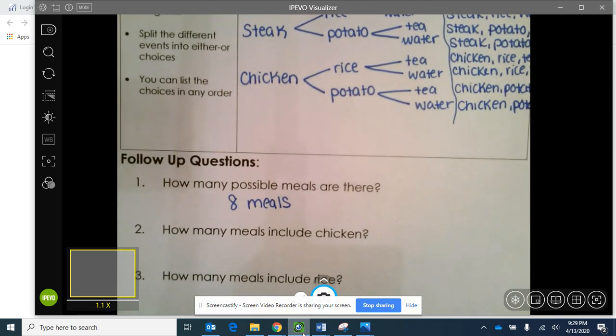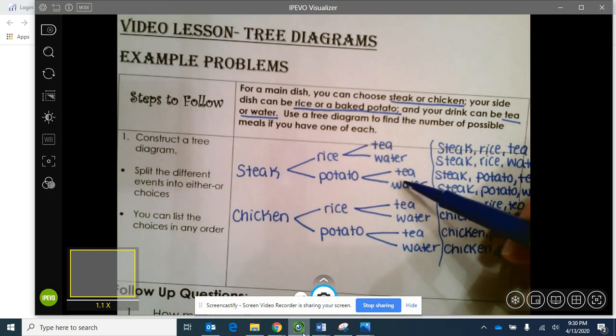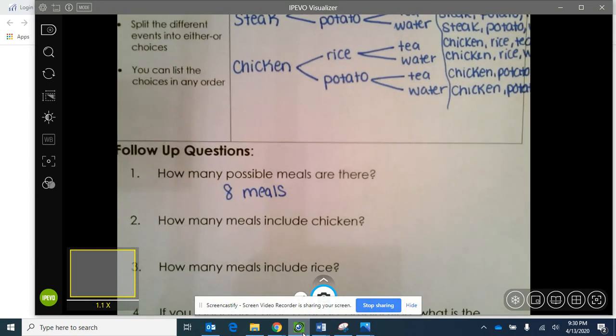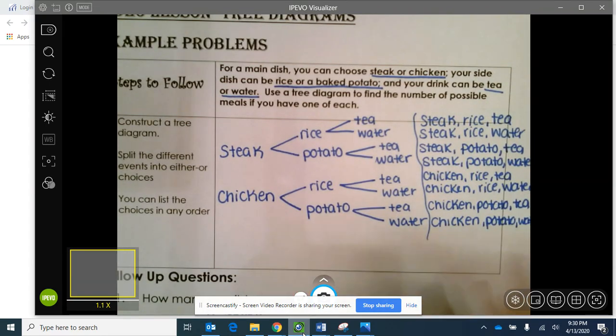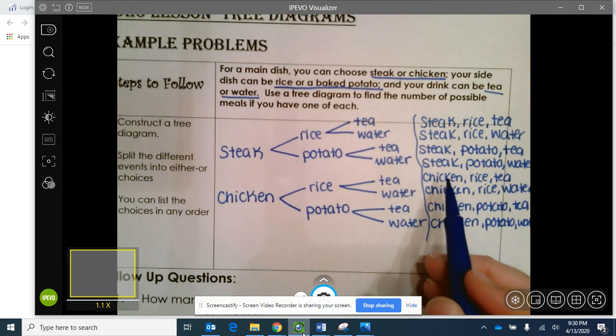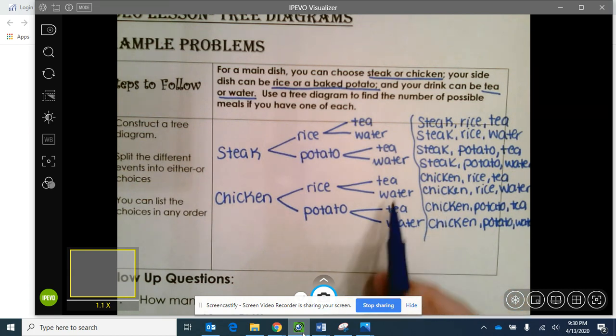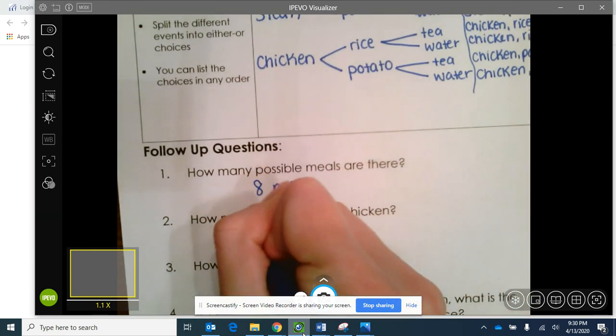So our first follow-up question says how many possible meals are there? There's 8. So you can just count the last branch of your tree. 1, 2, 3, 4, 5, 6, 7, 8. How many meals include chicken? So it's really nice to have this list here, but even if you didn't, you could pull that out from the tree diagram as well. So you'll see that I have 1, 2, 3, 4 meals involving chicken. Looking at my tree diagram here, the 4 options that would have chicken would be here. 1, 2, 3, 4. So how many meals include chicken? 4 meals.